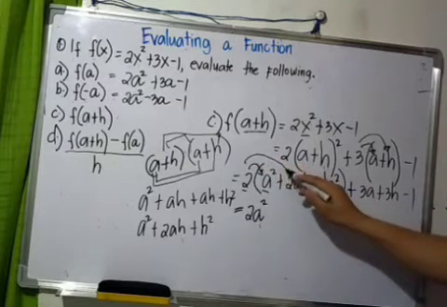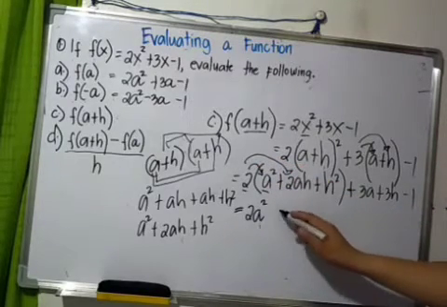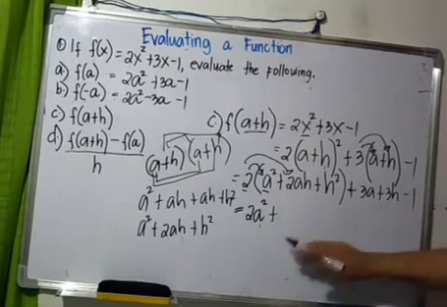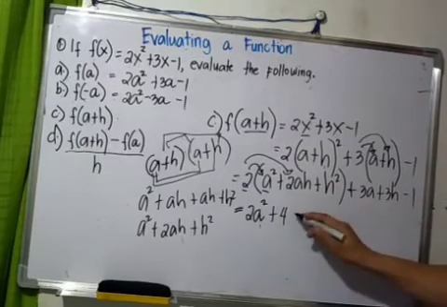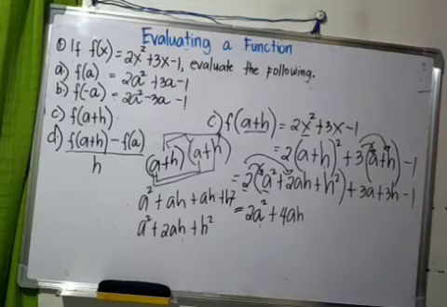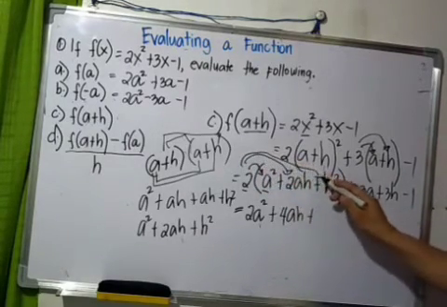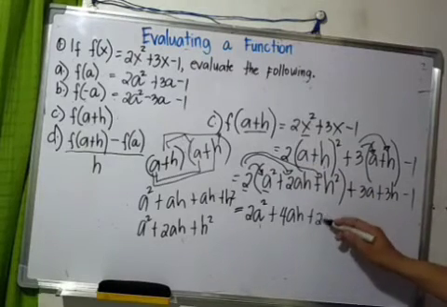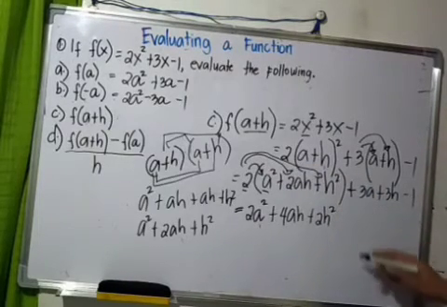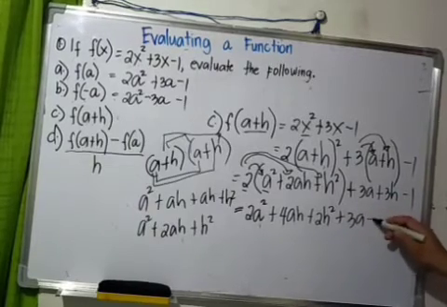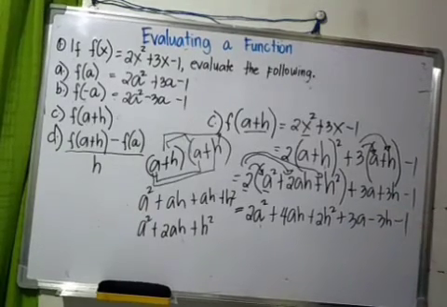Then, 2 times 2, that is 4. 2 times 2, that is 4ah plus, distribute mo ulit yan dito sa last term. So, that is 2h squared. Then, plus 3a minus 3h minus 1.